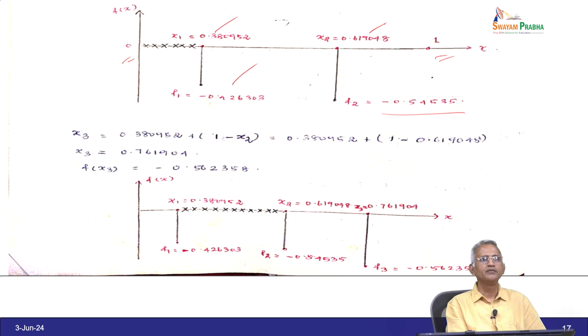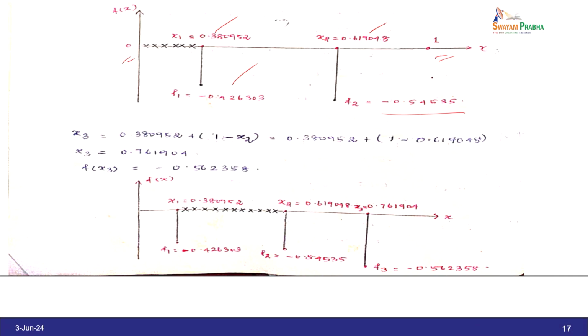Now, compare them, then the minimum lies between f1 and f2. Therefore, the start of 0.38095 plus 1 minus x2, that is 0.380952 plus 1 minus x2 is 0.6190. Then you have to subtract, therefore x3 is 0.76190. This implies f of x3 equal to minus 0.562358.